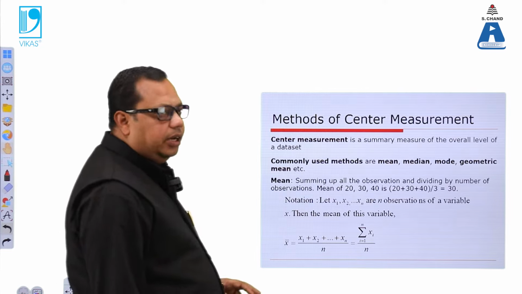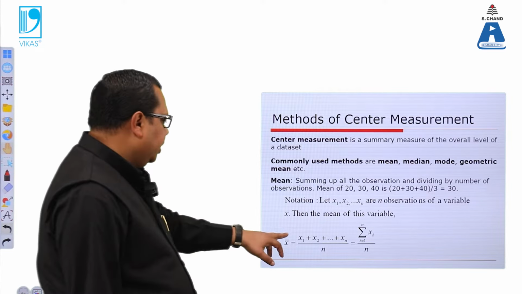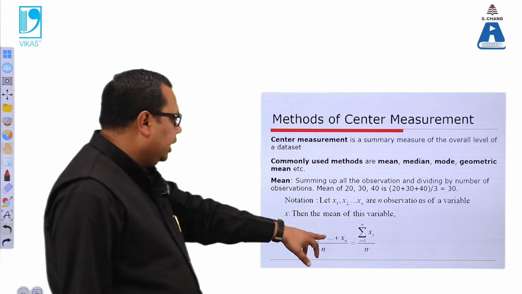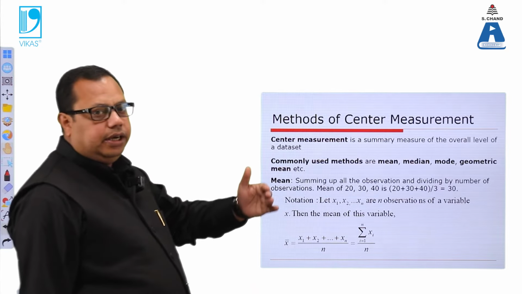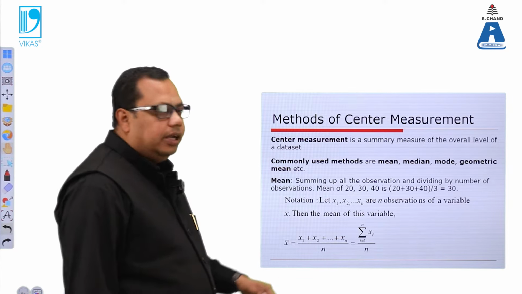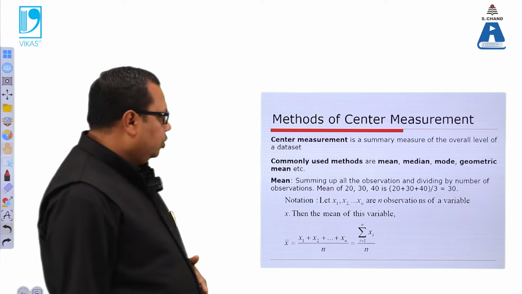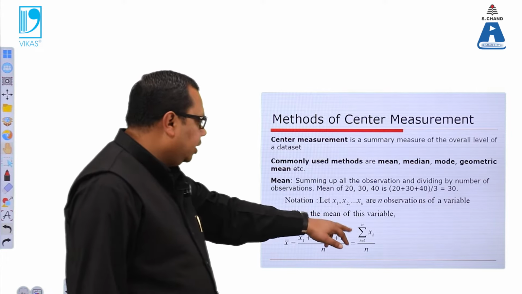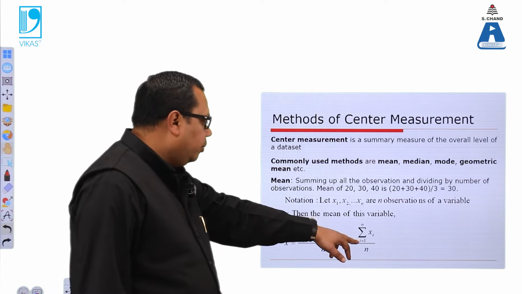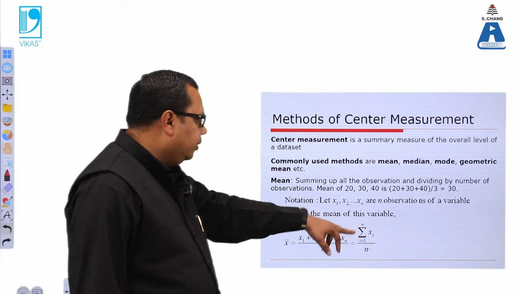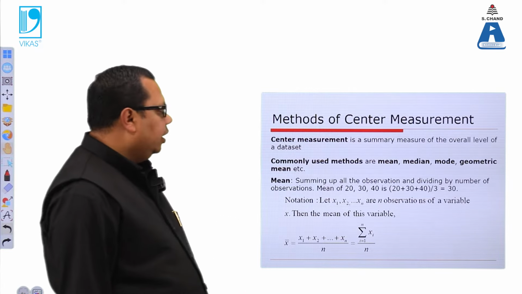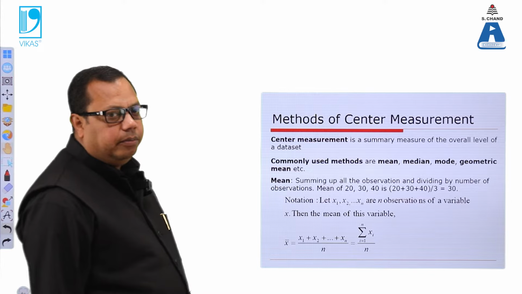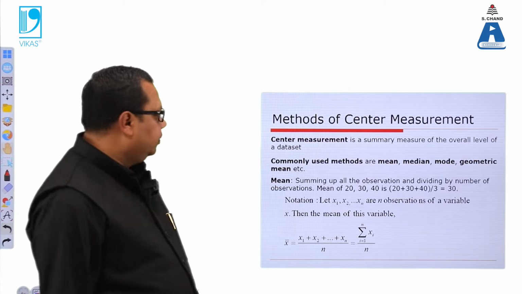We calculate the mean of the data x1, x2 till xn, where n is the total number of data. So we make a summation of xi from i equal to 1 to i equal to n, and then we divide it by the number of terms.